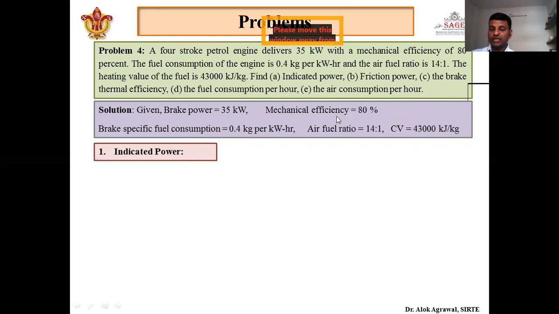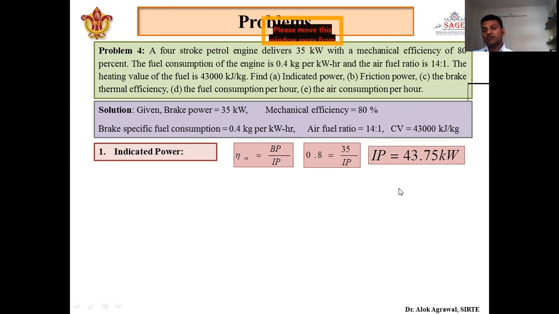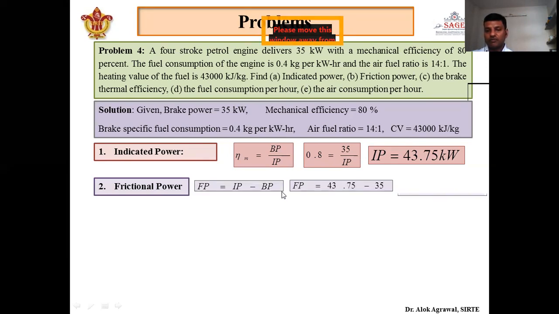First is indicated power. As mechanical efficiency is 80% and brake power is given, we know that mechanical efficiency is brake power by indicated power. Two things are known and one is asked, the indicated power, so it can easily be calculated by substituting. We get indicated power as 43.75 kilowatt. Next is friction power. We know that friction power is the difference between indicated power and brake power. So again, it will be 43.75 minus 35, that is 8.75 kilowatt.